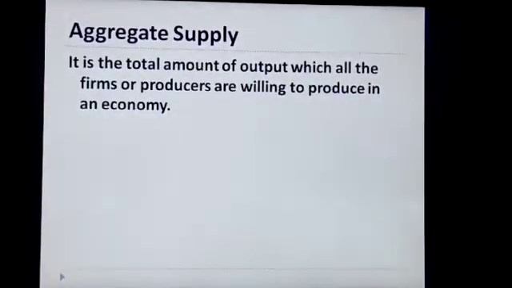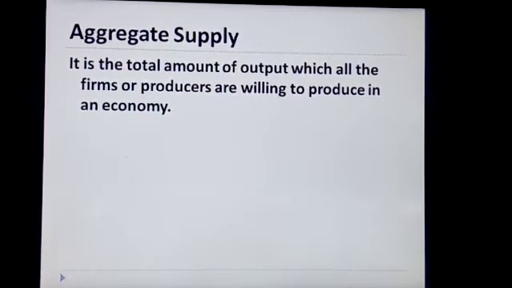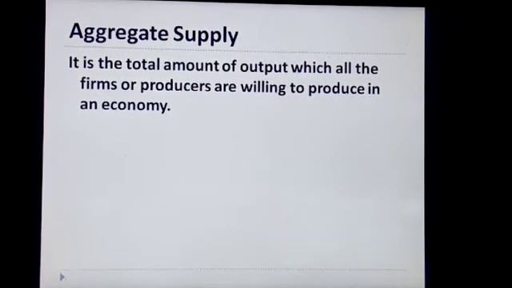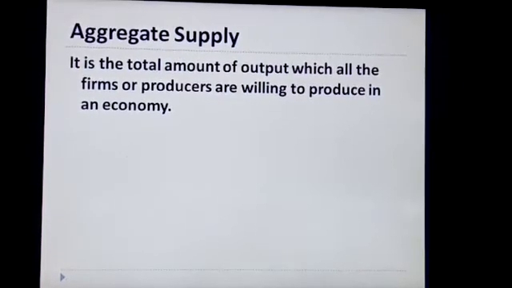Coming to aggregate supply, if aggregate demand is the quantity purchased, aggregate or the total supply is the amount that all the producers and all the firms in the country are supplying. So what is meant by aggregate supply? It is the availability. Okay, aggregate supply is the total amount of output or production which all the firms, all the producers of the economy are willing to produce and give to the public.